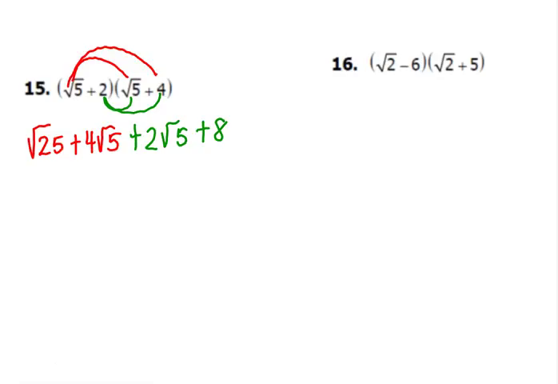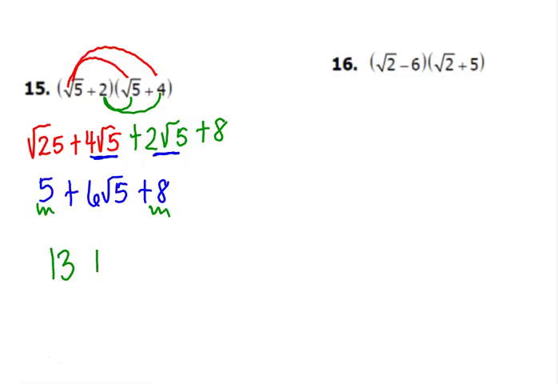Okay, now what's the square root of 25? It's 5. And now I can add my like terms. How many total square roots of 5 will I have there? Well, 4 plus 2 gives me 6 square roots of 5 plus 8. Now finally I can add together my 5 and my 8 for a total of 13 plus 6 square roots of 5.